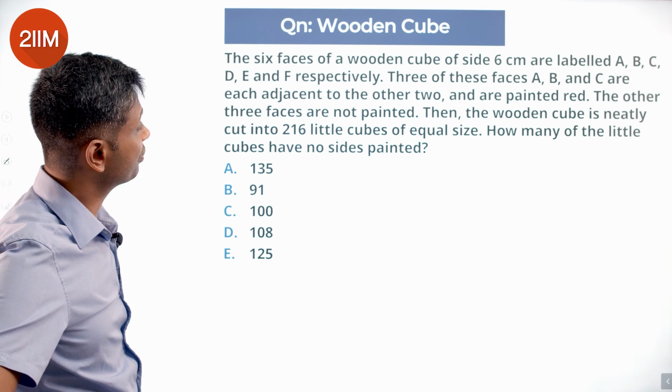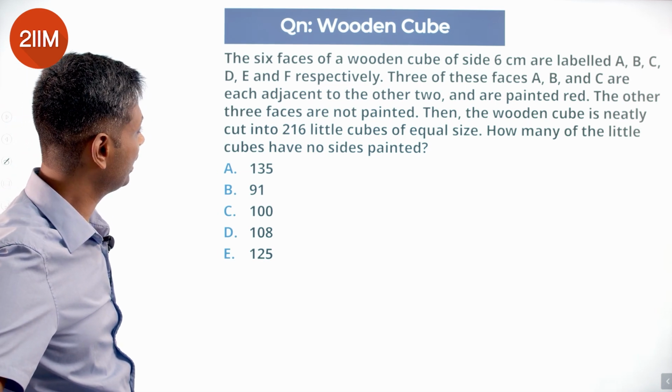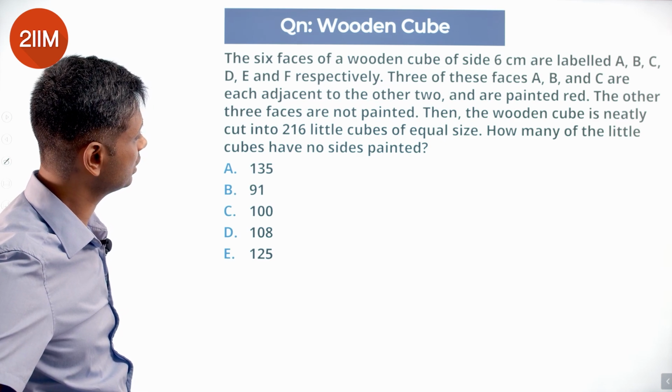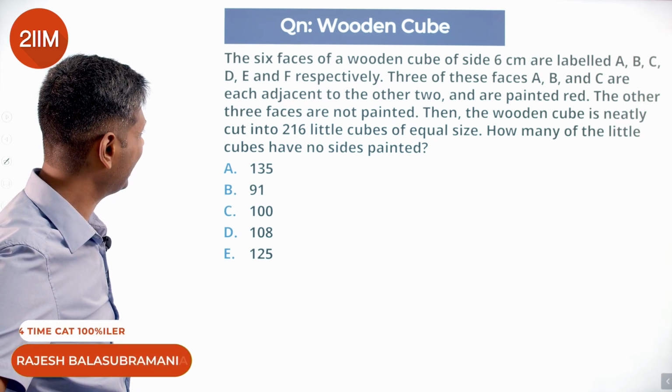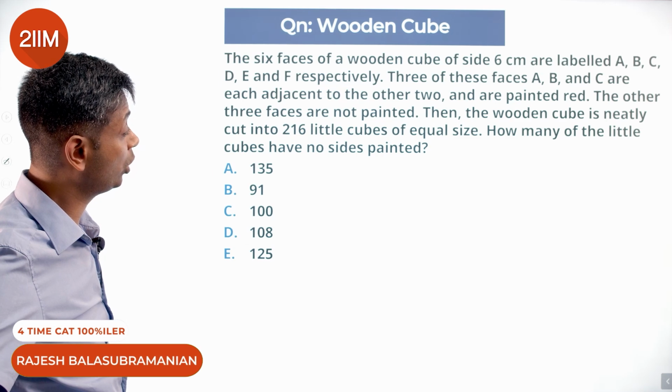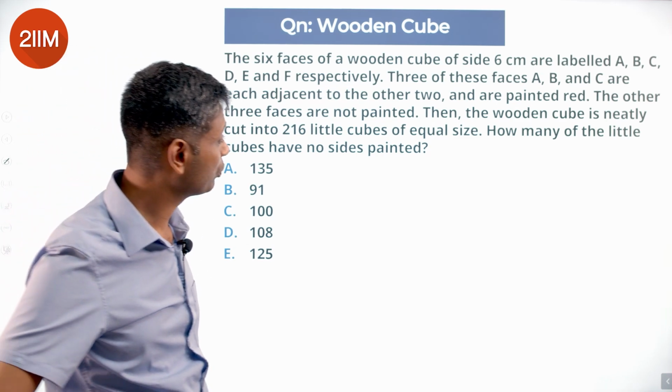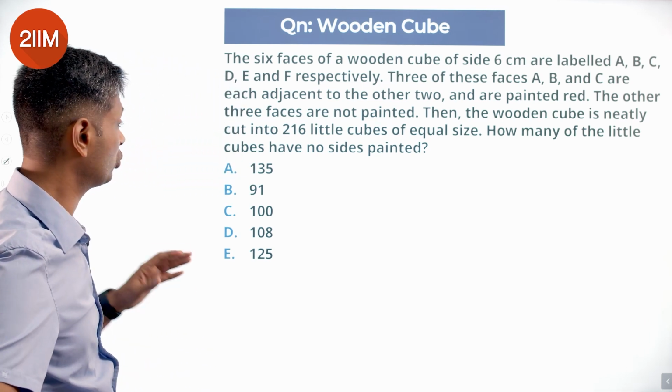Six faces of a wooden cube of side 6 centimeters are labeled as A, B, C, D, E, and F. Three of these faces, A, B, and C, are each adjacent to the other two and are painted red. The other three faces are not painted. Then the wooden cube is cut neatly into 216 little cubes of equal size. How many of the little cubes have no sides painted?